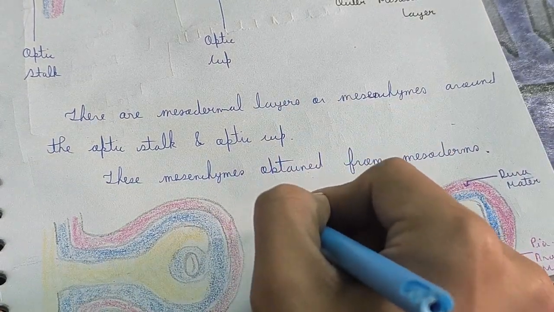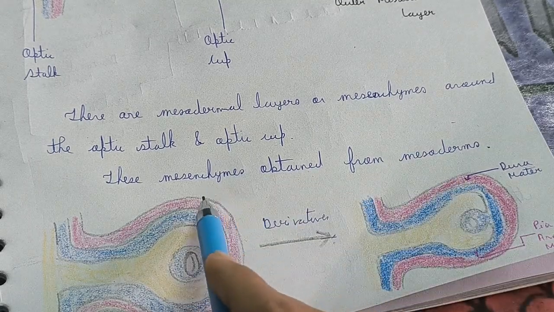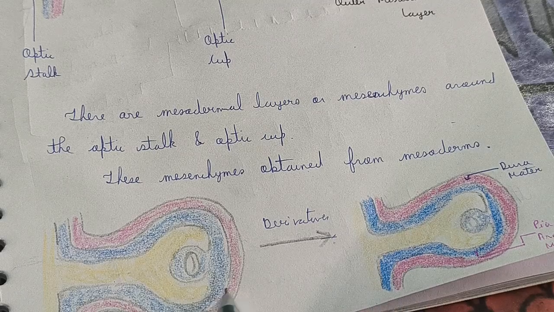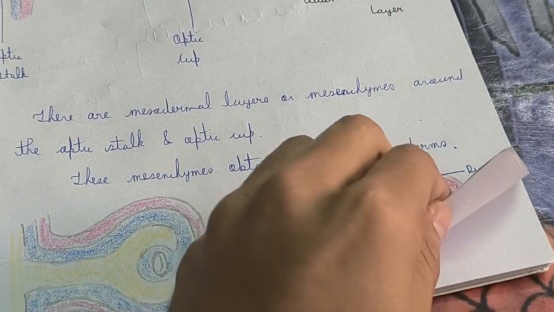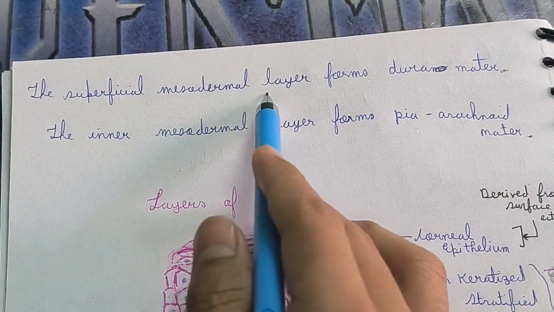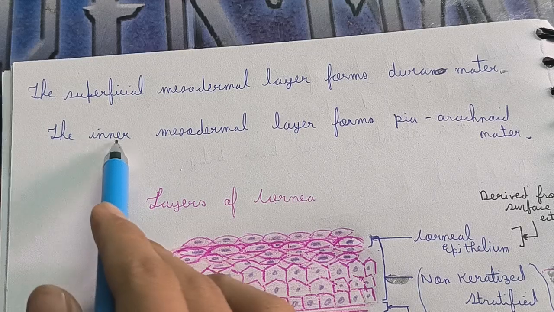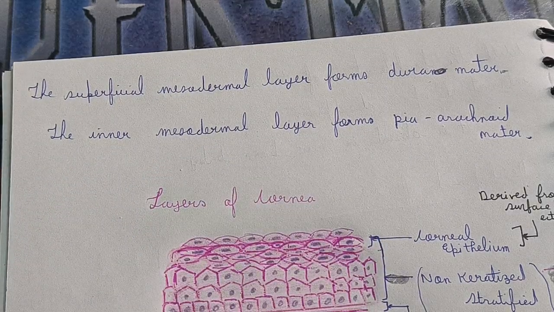If you want to know their derivatives, it is simple: the superficial mesenchyme forms dura mater, and the inner mesenchyme forms pia and arachnoid mater. For that I have written that the superficial mesodermal layer or the superficial mesenchyme forms dura mater, and the inner mesodermal layer and the inner mesenchyme forms pia mater.